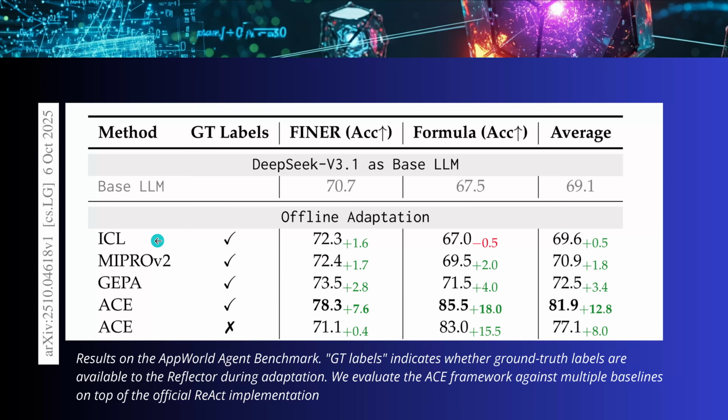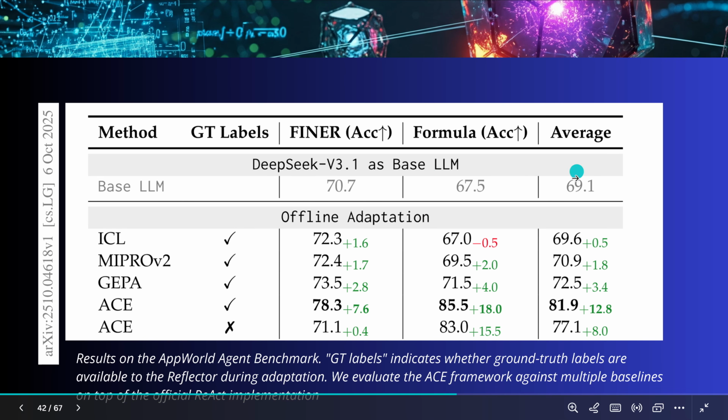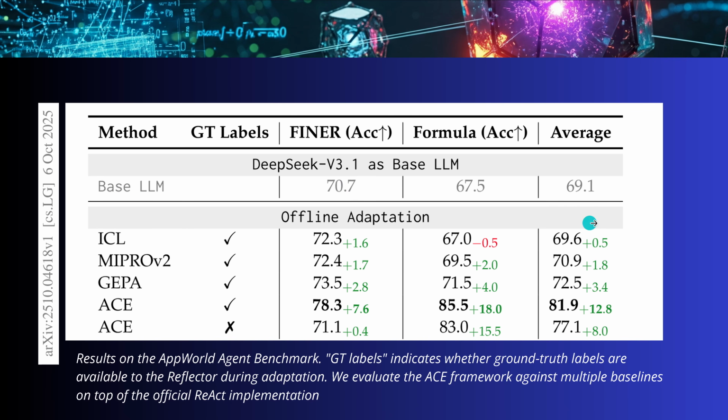But now, have a look at this. Here we have everything. In-context learning, then from DSPy, MIPROv2, then GEPA, which I just showed you the video on, and then our new methodology ACE in 2 cases: first, with ground truth labels, and ACE without ground truth labels. Here we have DeepSeek version 3.1 as a base LLM, offline, beautiful. Just go with anything that you like, or let's go with the average, okay? You see, compared to the base, DeepSeek version 3.1 has 69.1%.